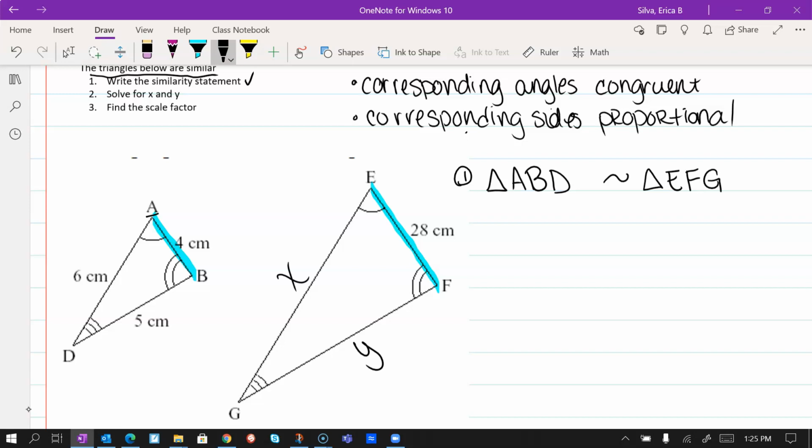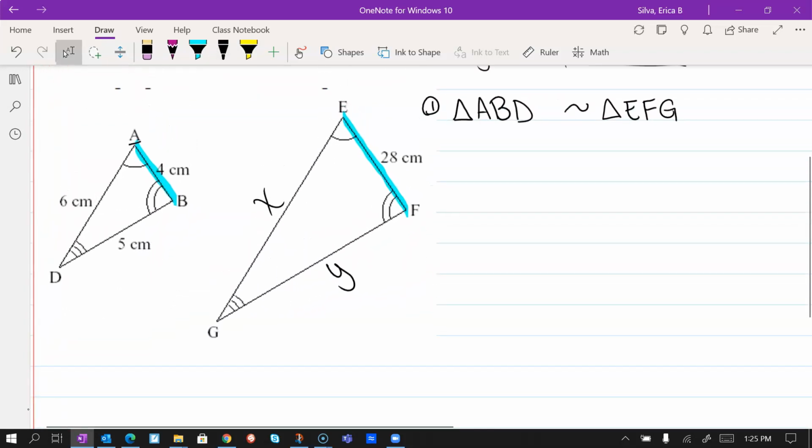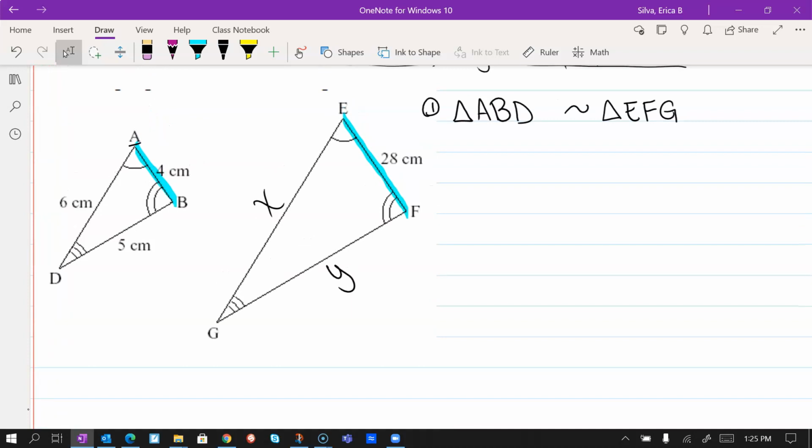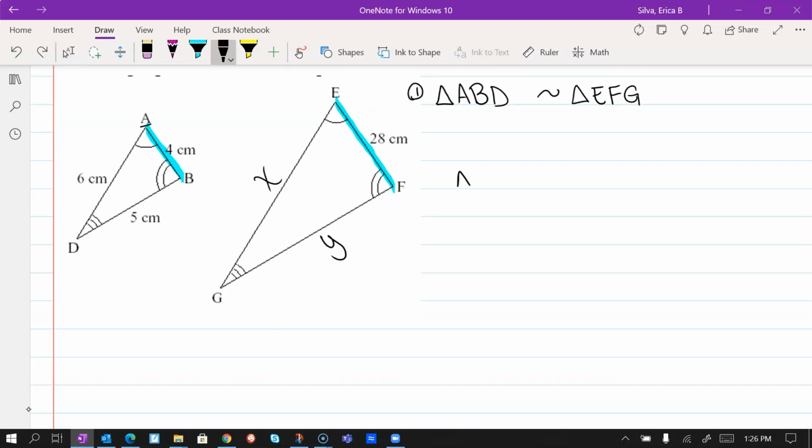Number 2 is asking us to solve for X and Y. And because our sides are proportional, then we can write our ratios to solve for that. So let's start with, and on your assignment, notice how this one is on the right side, and it's also stated first. Whatever is stated first is going to be the number in the numerator. So let's start with side AB. And side AB corresponds to what side? EF.